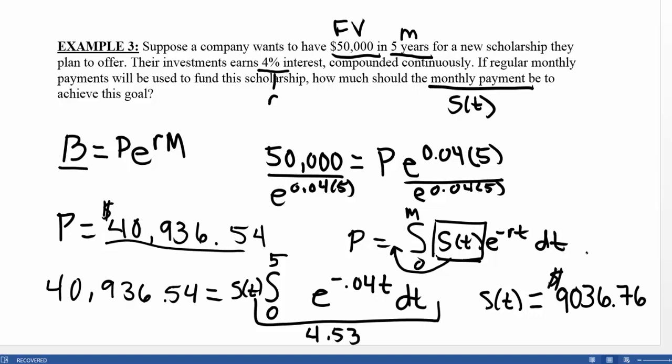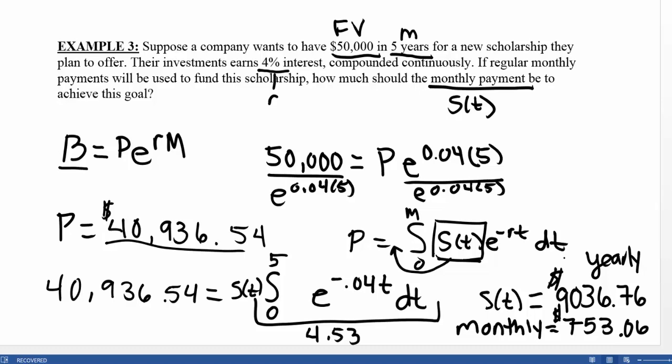So remember, this is my yearly investment I have to make to hit my goal of having $50,000. If I wanted to have the monthly amount, I need to divide that number by 12. So when I divide that $9,000 by 12, I get a monthly payment of $753.06. So in order for this scholarship to happen, this company needs to make a monthly investment of $753.06 every month for 5 years, the end of which they will have the $50,000 that they need to make this scholarship happen.